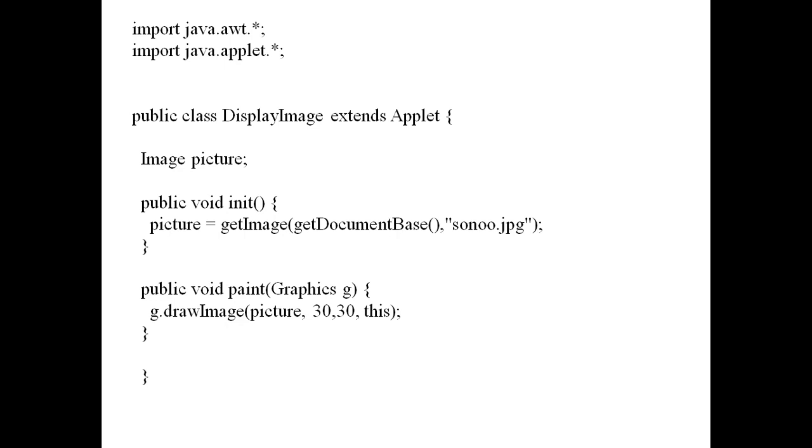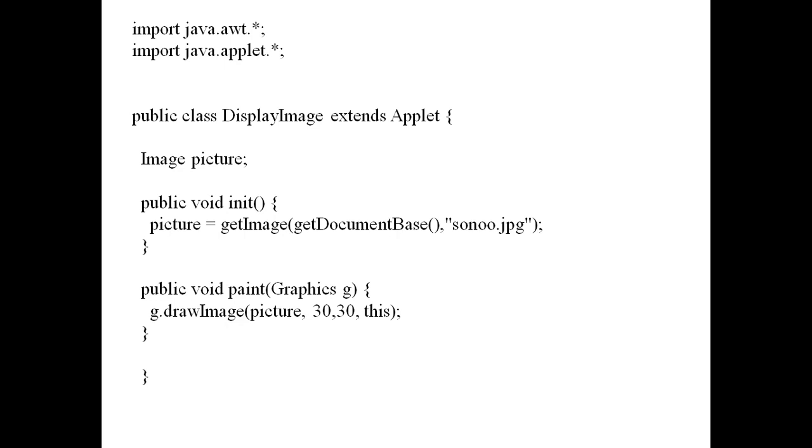Now from where will I get the image object? Using the getImage method. The getImage method has two parameters, the URL and the name of the image. The URL can be got by using the getDocumentBase method. So getImage(getDocumentBase(), "sono.jpg") means I am going to get the image object here. This method will return the image object of sono.jpg. Now this picture will be used inside the drawImage method for displaying.